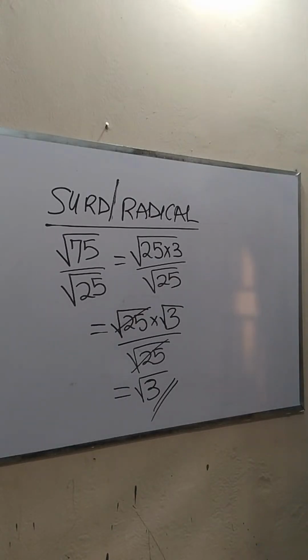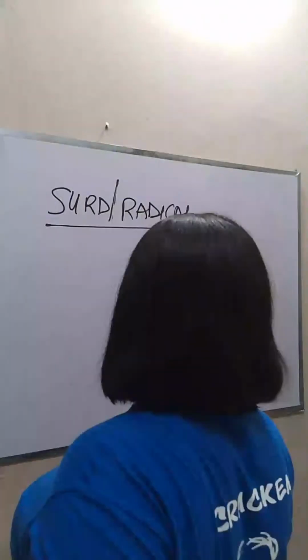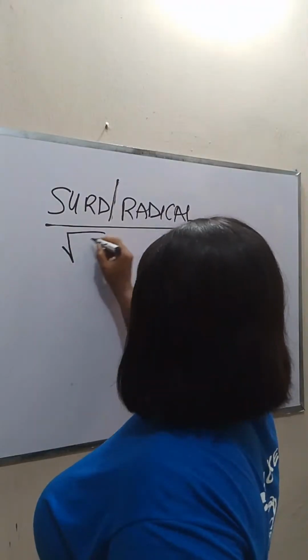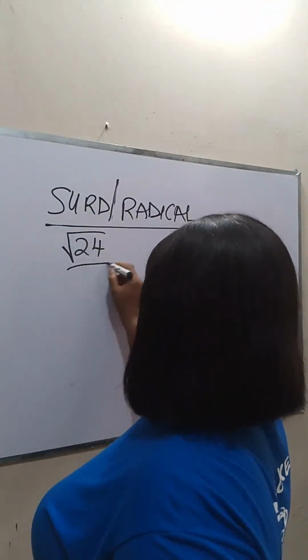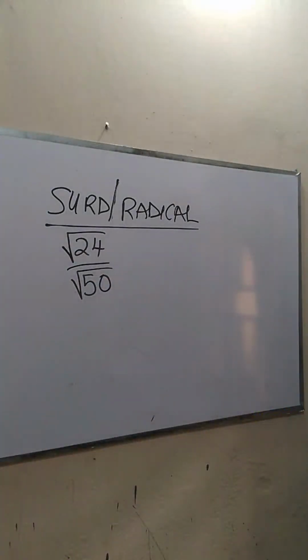Let me look for something that is a bit more difficult. We have root 24 all over root 50. Okay, so I'll show you how to solve this. Let me top up my ink.